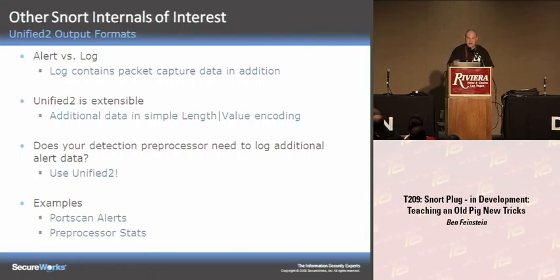And Unified 2 is an interesting addition in that it's an extensible output format, or it's designed to be extensible. My understanding of it is that you can encode additional data, for instance, from your preprocessor using length value encodings into that Unified 2 stream. And so it's great if your preprocessor wants to log some additional data. You ought to use Unified 2. And as some examples, I believe the SourceFire codebase is moving to try to use this Unified 2 to gather the preprocessor statistics and performance statistics, and also things like port scan alerts.